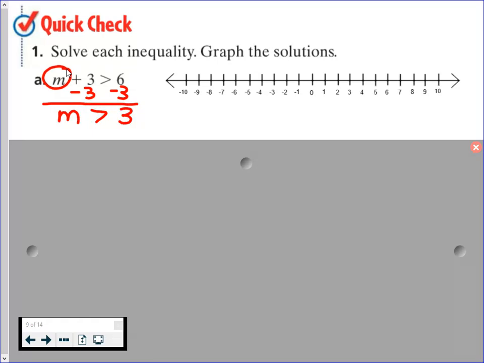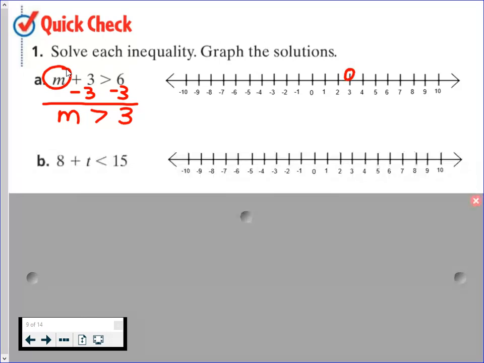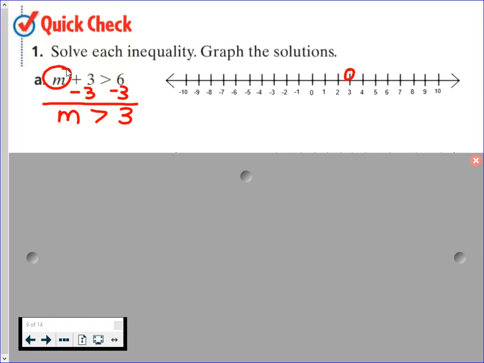I saw add 3, so I subtracted 3. 3's on my number line, open circle. If I took out m, would 0 be greater than 3? Or would 8 be greater than 3? 0 is not greater than 3. 8 is greater than 3. Arrow right.